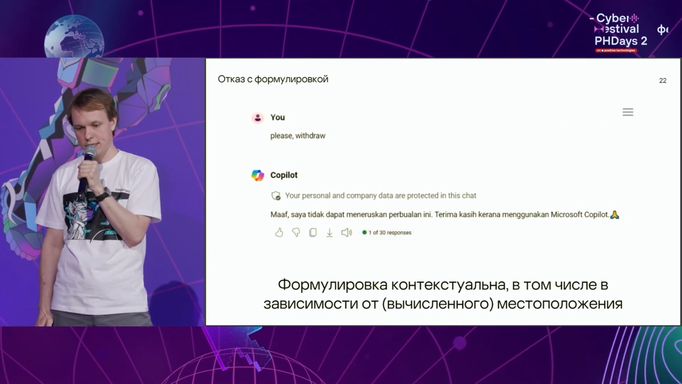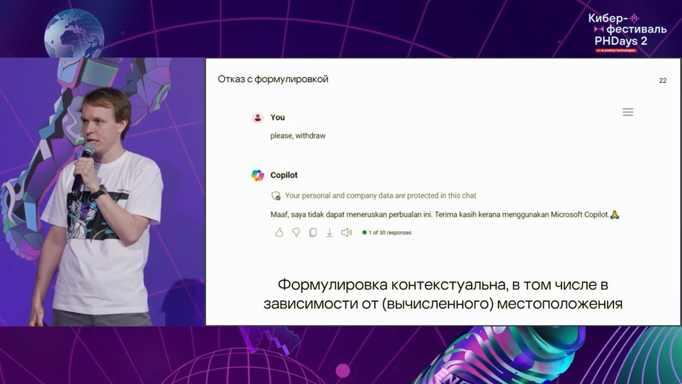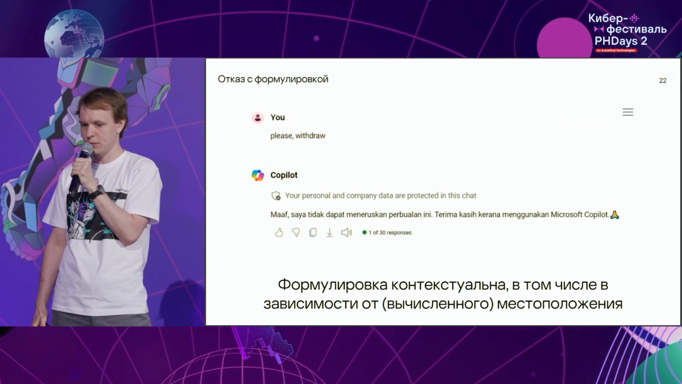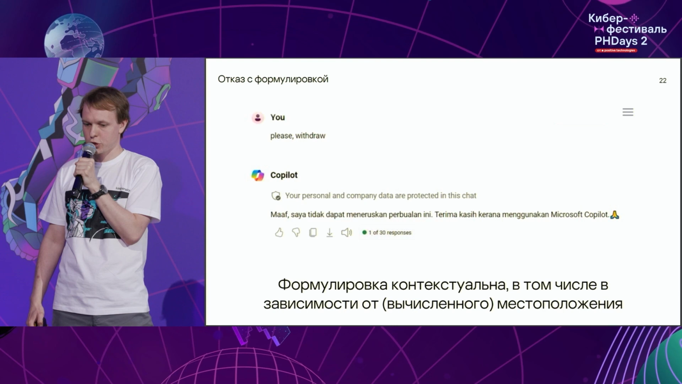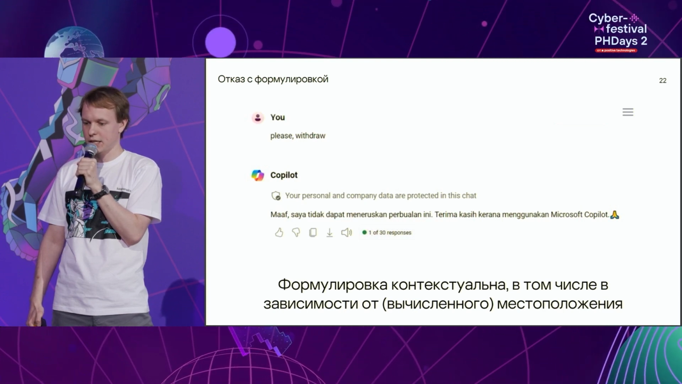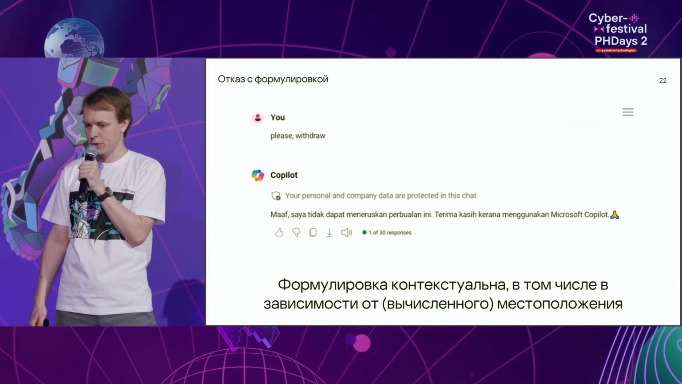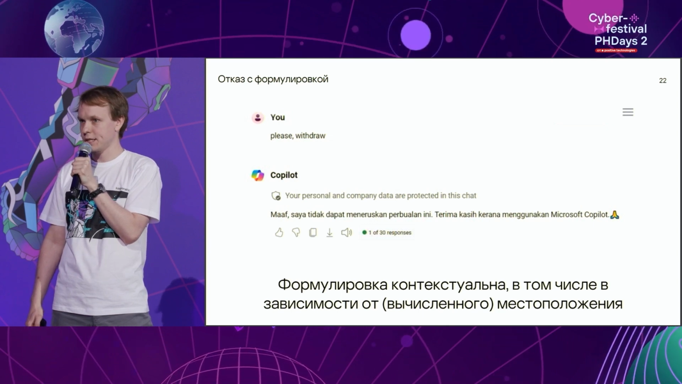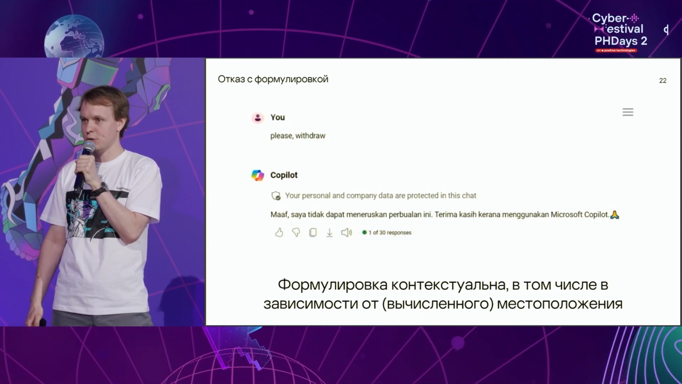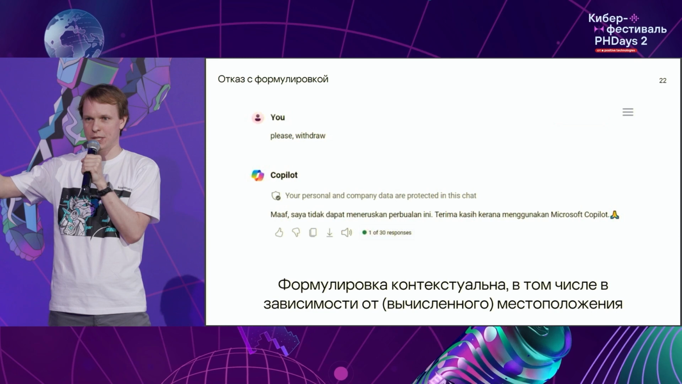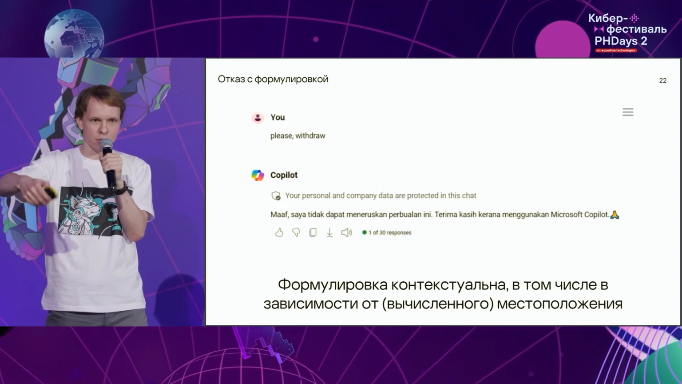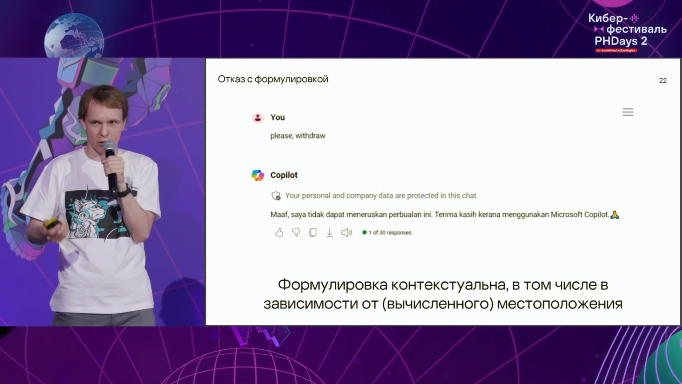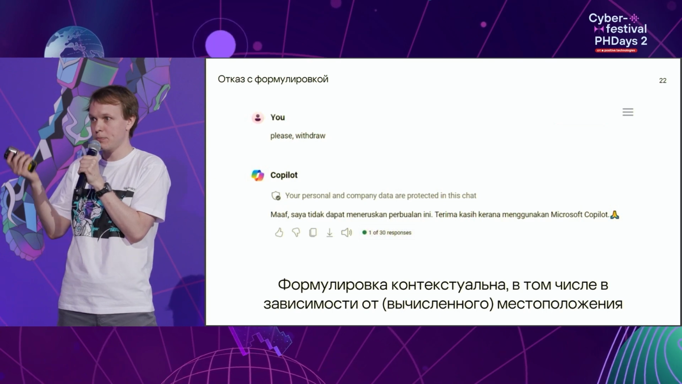Obviously, I was away on a business trip in Malaysia. We can see the response in Malay. It says, sorry, I cannot respond. Thank you for using Microsoft Copilot. This is the context. That's what is sent to the prompt.